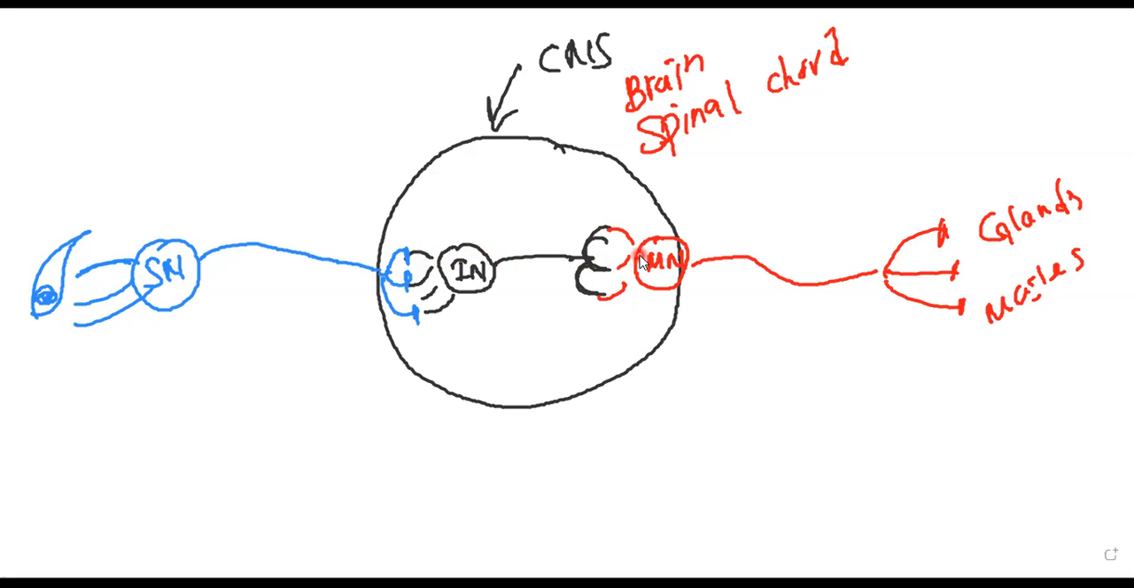So we call them relay neurons. Interneurons can relay the sensory neuron with the motor neuron. They can connect the sensory neuron with motor neurons, right? So you can simply write the first point for the interneuron. The whole interneuron is found inside the central nervous system.